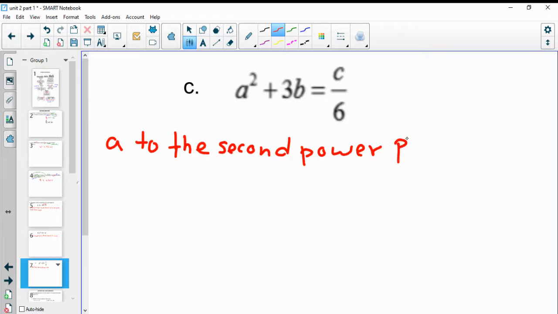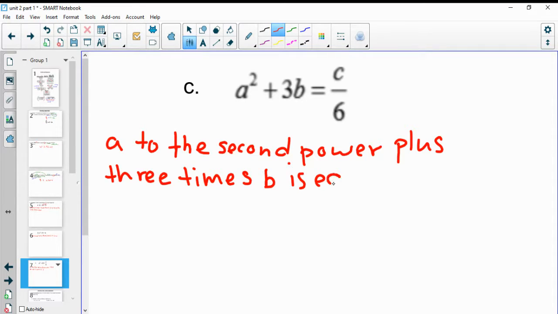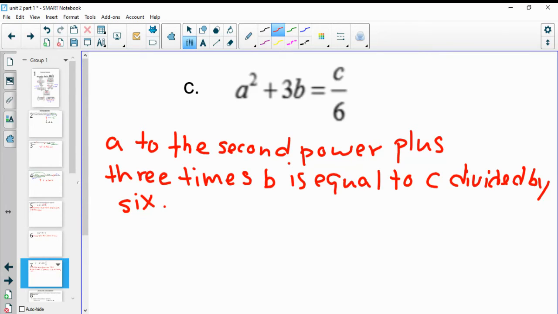plus 3b. So remember, multiplication's in there. So I'm going to describe that with my good terminology of times. So plus 3 times b is, or I could say is equal to c divided by 6. And again, I'm spelling out my numbers because I'm writing a sentence. All right, that is our lesson for today.